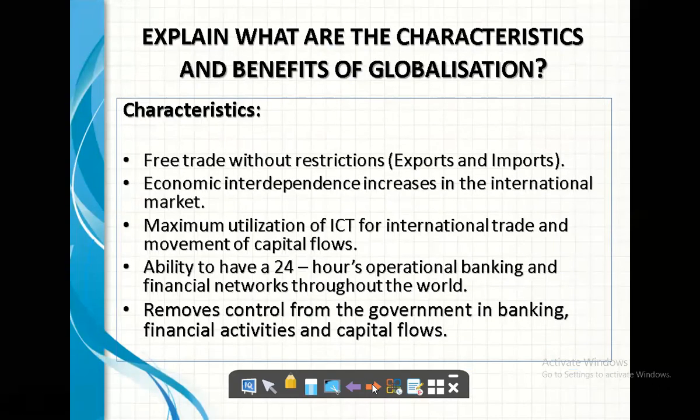So let's explain the characteristics and benefits of globalization. There are several characteristics that you can find in your textbook. Let's go through the ones given here. The first one, free trade without restrictions. With free trade, we are referring to what factor in international trade? We are talking about exports and imports of goods and services.